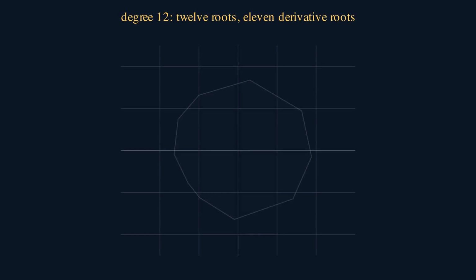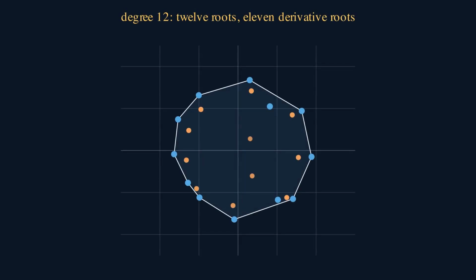And the statement does not flinch at scale. A polynomial of degree 50 has 49 derivative zeros, and every one of them sits somewhere inside the hull of the 50 roots. No matter how wildly the roots move, the derivative cannot invent new geography.